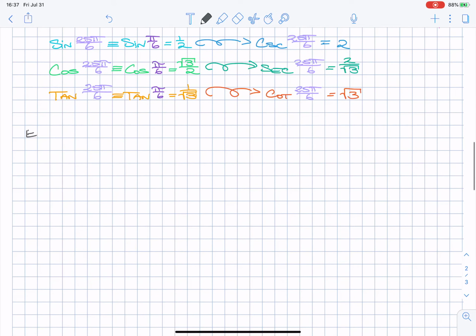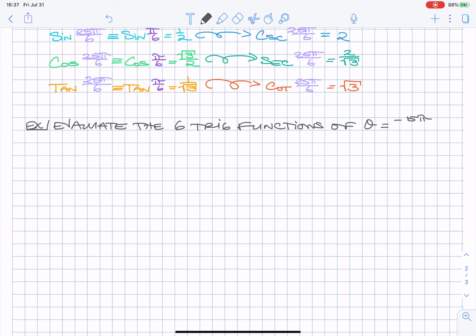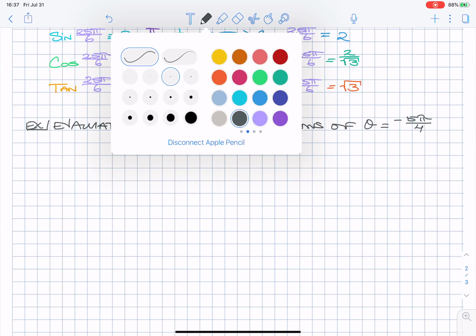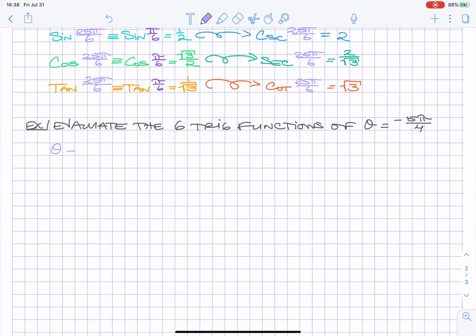Example. So let's evaluate the 6 trig functions of theta being equal to, what shall we do this time? How about negative 5 pi over 3? Did I just do over 6? I did over 6 already. So negative 5 pi over, let's do 4. That sounds better. Okay. So theta is now negative 5 pi over 4.